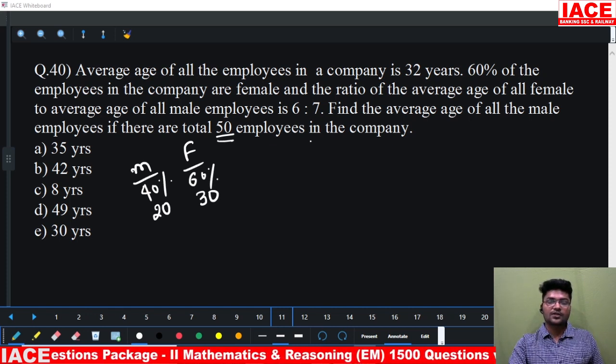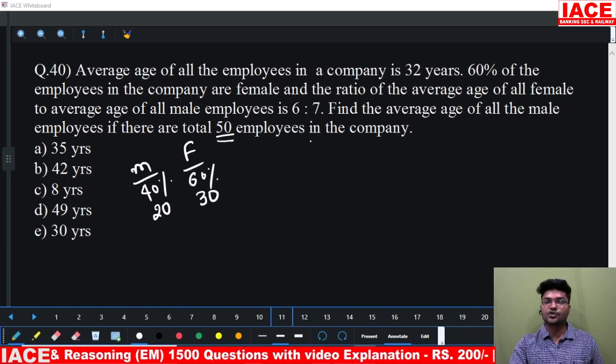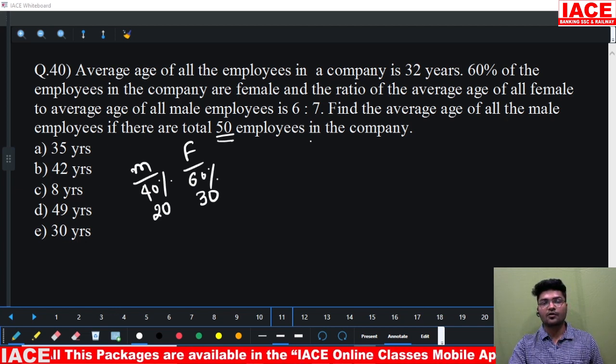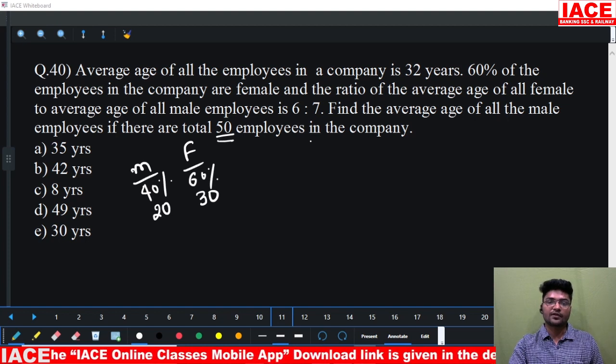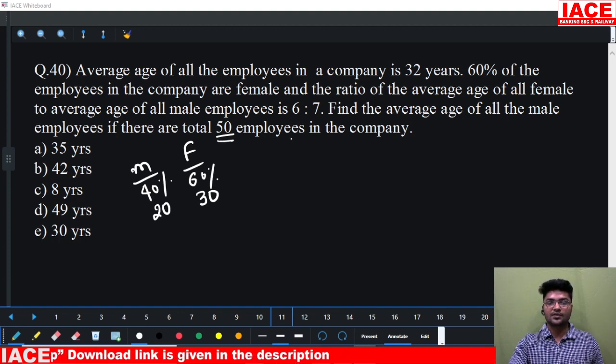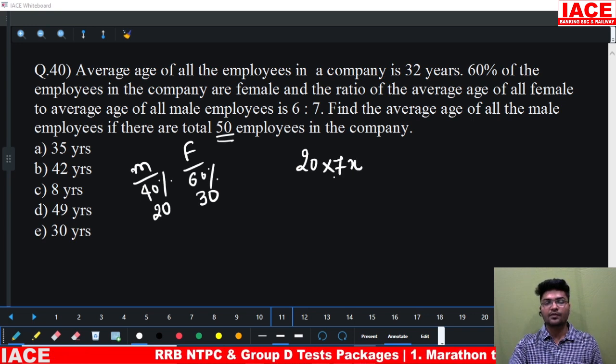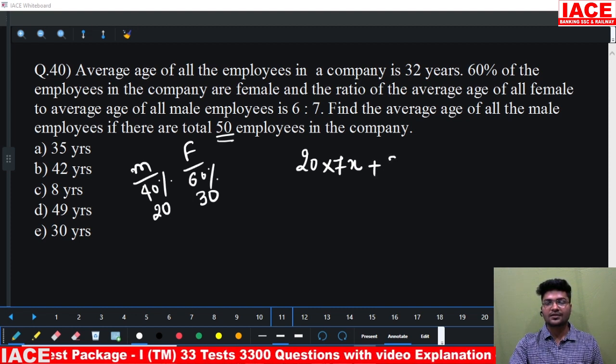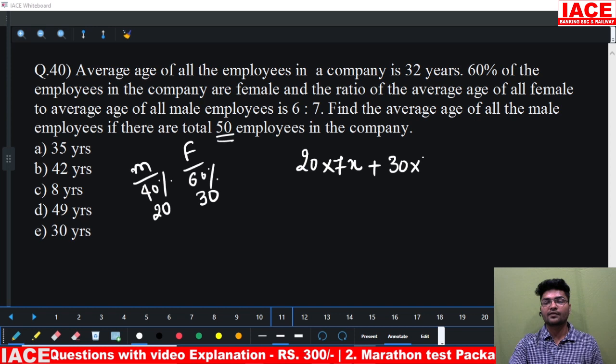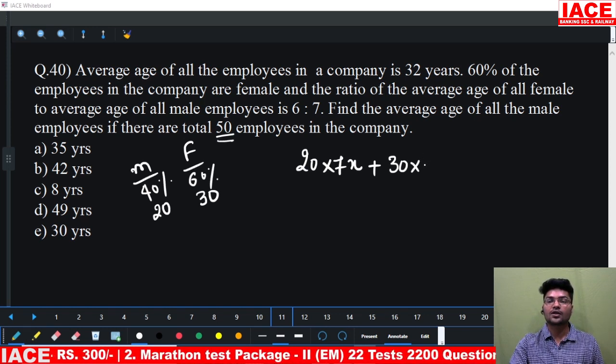60% of the employees in the company are female and the ratio of the average age of all female employees to the average age of all male employees is 6 is to 7. That means 20 male employees multiplied with their average, that is 7x, will give the total age of the male employees, plus 30 female employees multiplied with their average will give the total age of female employees, that is 6x.